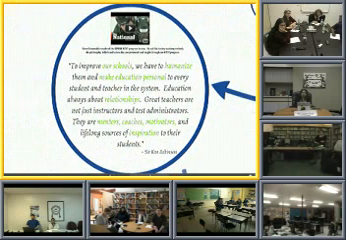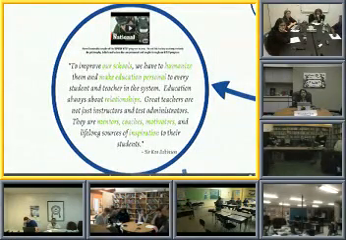So Sir Ken Robinson does quite a lot of speaking around education and shifting paradigms around education. And this is one of his quotes, and it quite speaks to me, so I'd like to share it with you. It says, to improve our schools, we have to humanize them and make education personal to every student and teacher in the system. Education is always about relationships. Great teachers are not just instructors and test administrators. They are mentors, coaches, motivators, and lifelong sources of inspiration to their students.